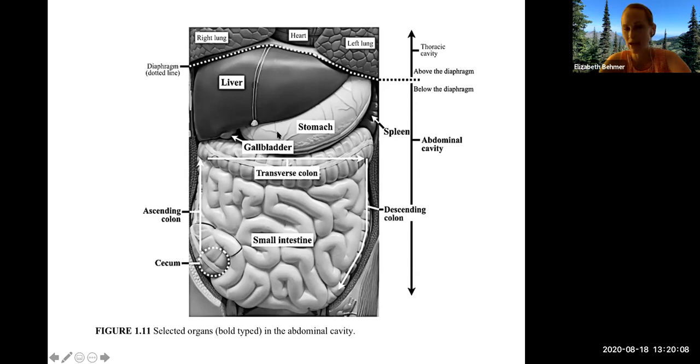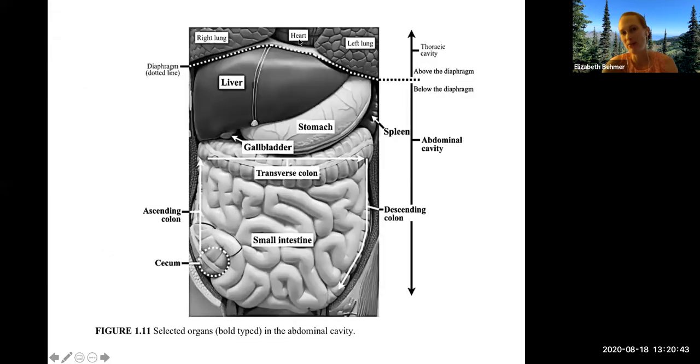Here's your stomach. It hangs out on the left side of the body, right underneath your liver. The gallbladder will be right underneath your liver, and we'll talk about what each of these things do when we get to them. Here's the cecum, which is the start of your large intestine. The appendix would be a little finger-like projection coming off of the cecum. And then here's your ascending colon, transverse colon, descending colon with the small intestine in the middle.